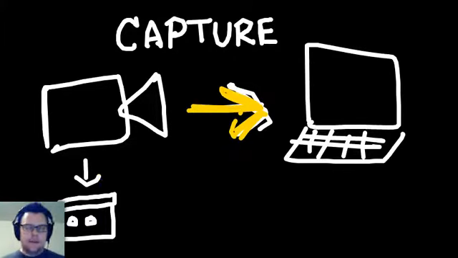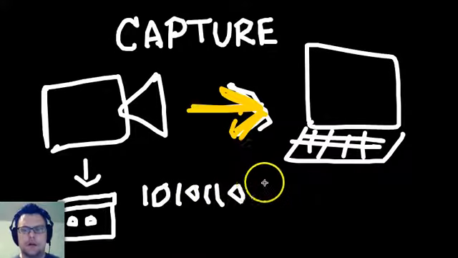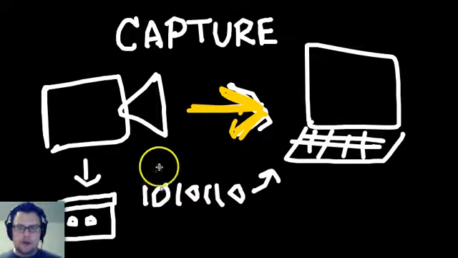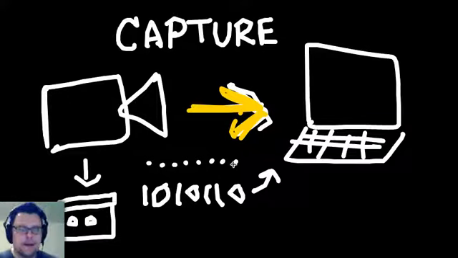And the cool thing about this is that since it's all digital, it's all just ones and zeros. There's no data loss that comes into play here. Exactly what is on your tape gets copied bit for bit exactly into the computer. So that's pretty cool. That's one of the great things about digital video, is that you're not losing quality.